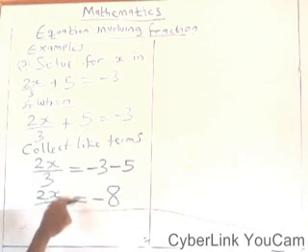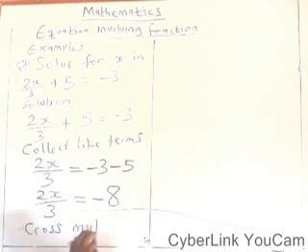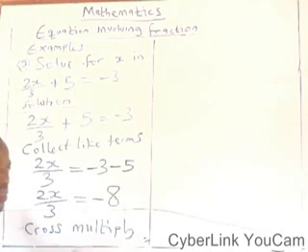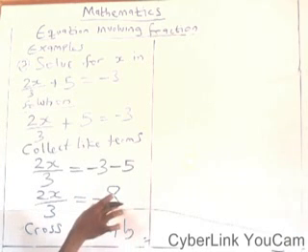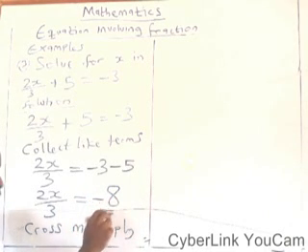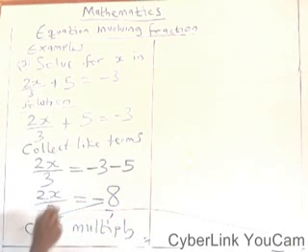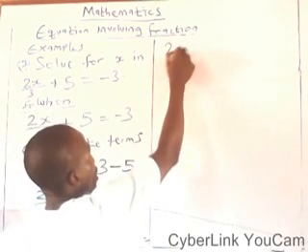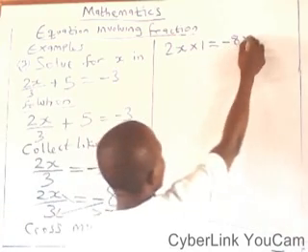Now we now have a fraction equals to whole number. If that is now the case, we cross multiply. We are going to cross multiply. How do we cross multiply? This one is minus 8. We are going to assume that it is what? It is over 1. Then use this minus 8 to multiply 3. And use 2x to multiply 1. Now we have 2x times 1 is equals to minus 8 times 3.